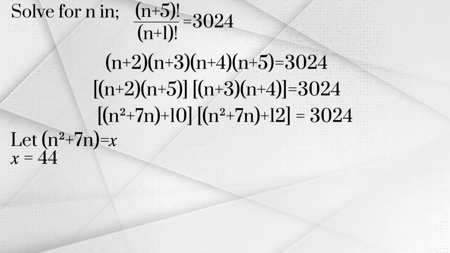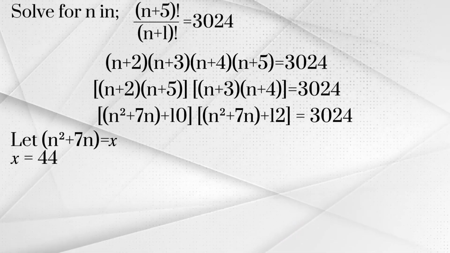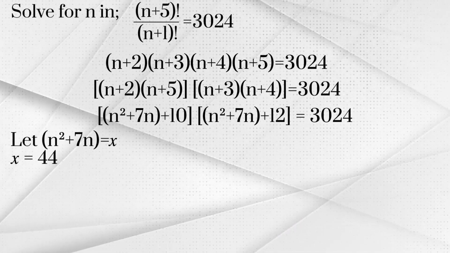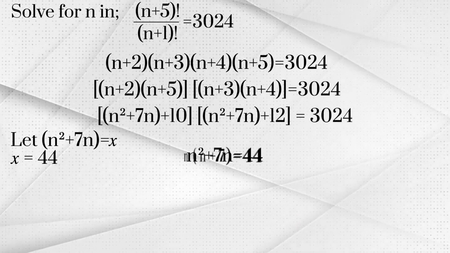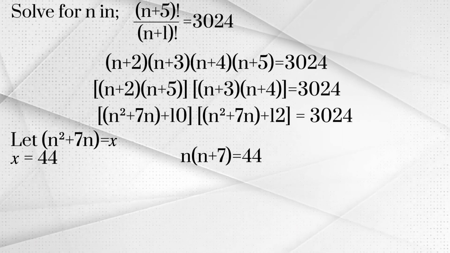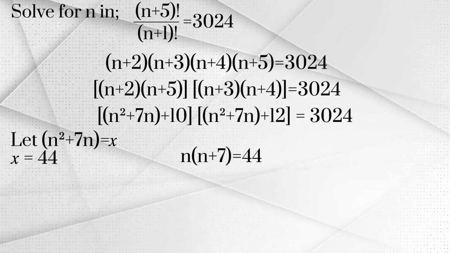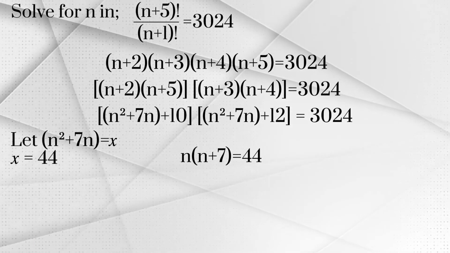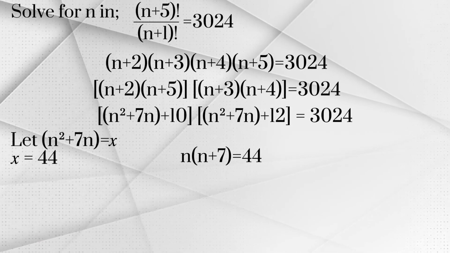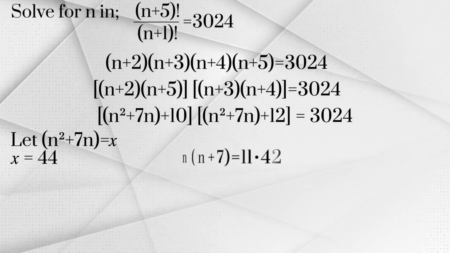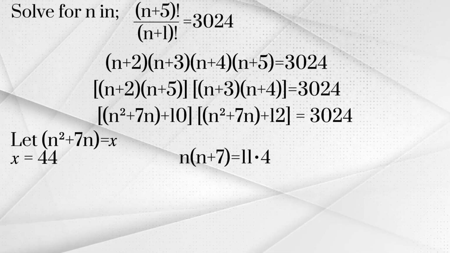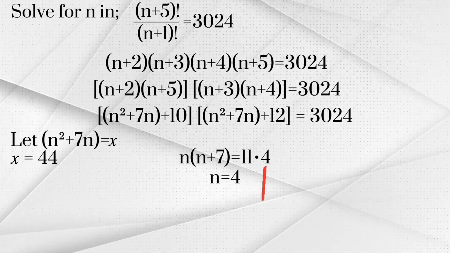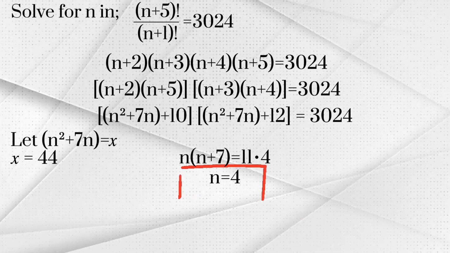Then we'll substitute what x was previously. x was n squared plus 7n, so n squared plus 7n equals 44. Then we factor out the n to get n(n+7) equals 44. The two numbers have a difference of 7. Basically, the factors of 44 with a difference of 7, we can have 22 and 2, then 11 and 4. And of course, 11 and 4 are the numbers we're looking for. So basically, the lesser one will be equal to n, and thus n equals 4.